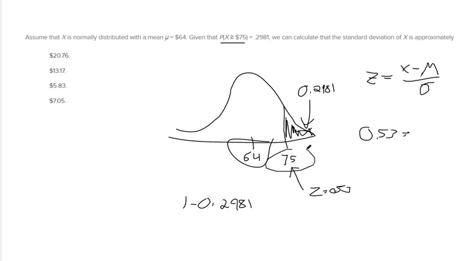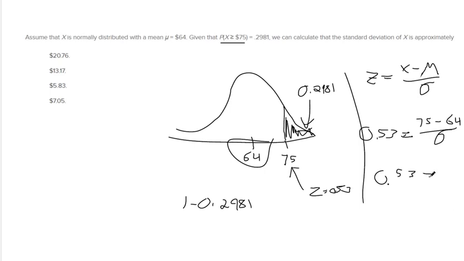The x value is 75. That's the particular value of that z-score for our distribution. We got 64 for a mean, and we got sigma that we don't know. Now we've got some algebra we can do. The first thing I do with this algebraic equation is subtract the top. We got 75 minus 64. That makes 11.